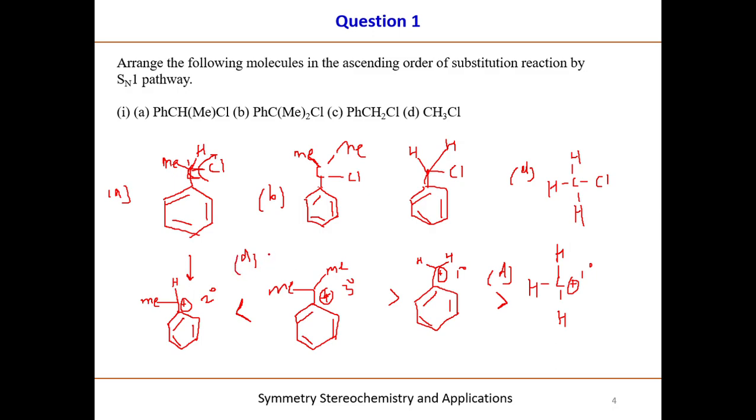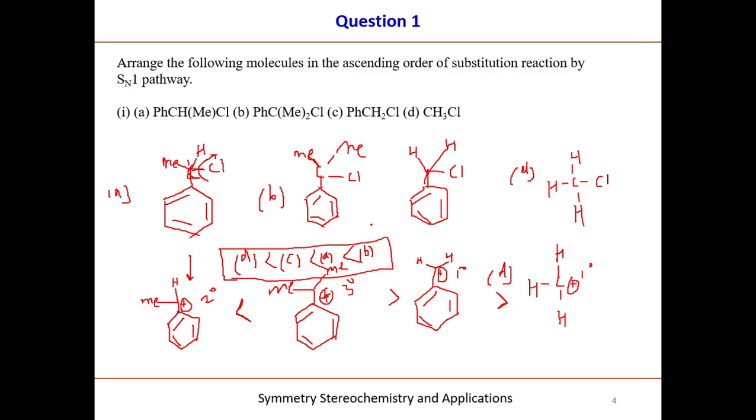Correct? Then C is the second last. Then A, because A is a secondary carbocation. Then the tertiary carbocation will come last. So this is the order it will follow. Understood? This is the ascending order of substitution reaction by the SN1 pathway. I hope all of you have understood.